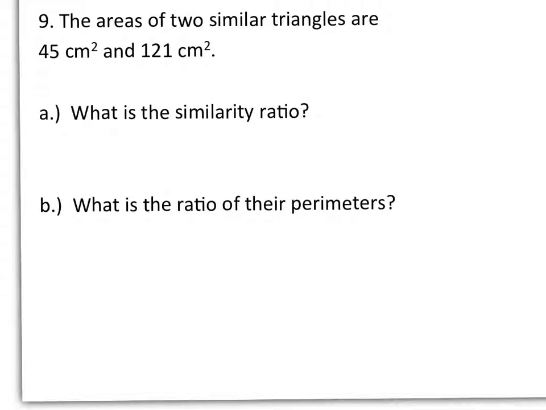And lastly, number 9. The areas of two similar triangles are 45 centimeters squared and 121 centimeters squared. What is the similarity ratio? Okay, let's write our ratio, 45 to 121. That cannot be simplified, so we'll just take the square root of each. Square root of 45 can be simplified, 3 square root 5. And the square root of 121 is 11. So that's 3 square root 5 centimeters to 11 centimeters.